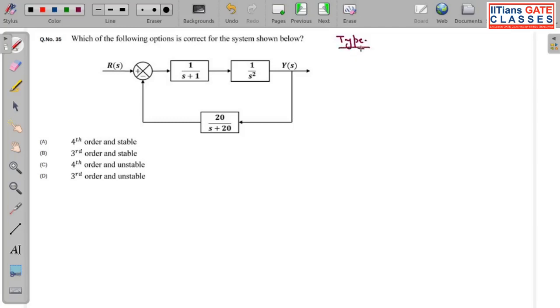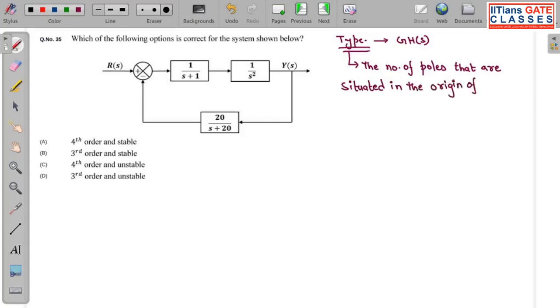So first thing first, remember, type we always calculate for which system? We calculate it for the open loop system, for G(s)H(s). So what do we mean by type? Type means the number of poles situated at the origin of S plane. So if I take G(s)H(s), what is it?